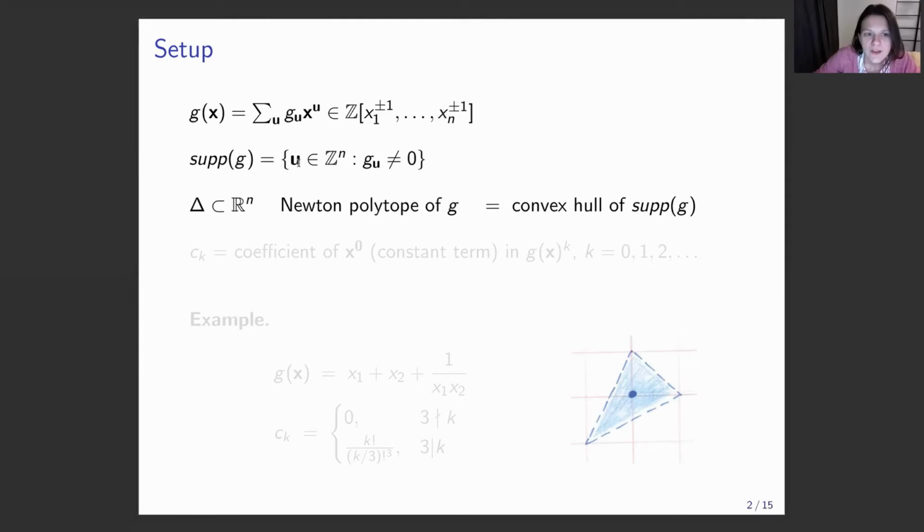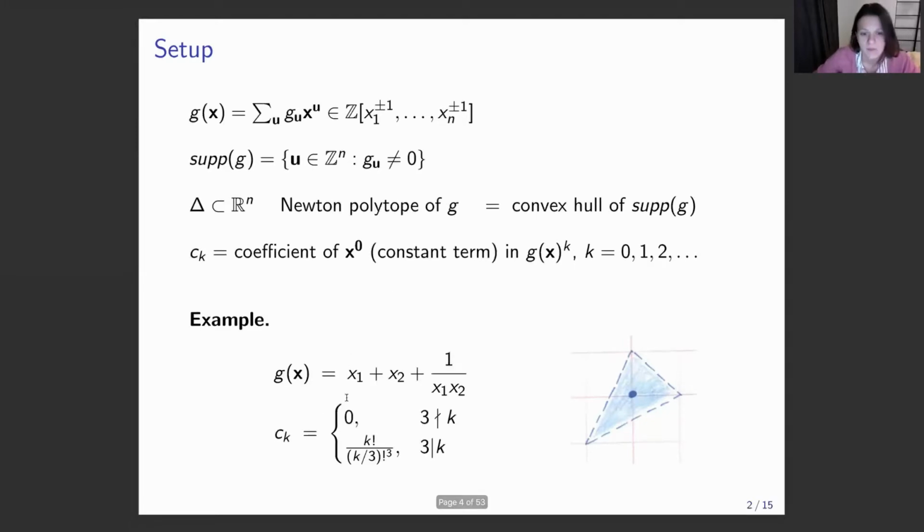The support is the set of exponent vectors in the monomials of this Laurent polynomial. So these are integral points in the n-dimensional space, and the Newton polytope of this Laurent polynomial g will be denoted by delta. Delta is the convex hull of the support. The main object of our interest is the sequence of integers, which we obtain as coefficients of x to the 0, so constant terms, in the sequence of powers of a fixed Laurent polynomial.